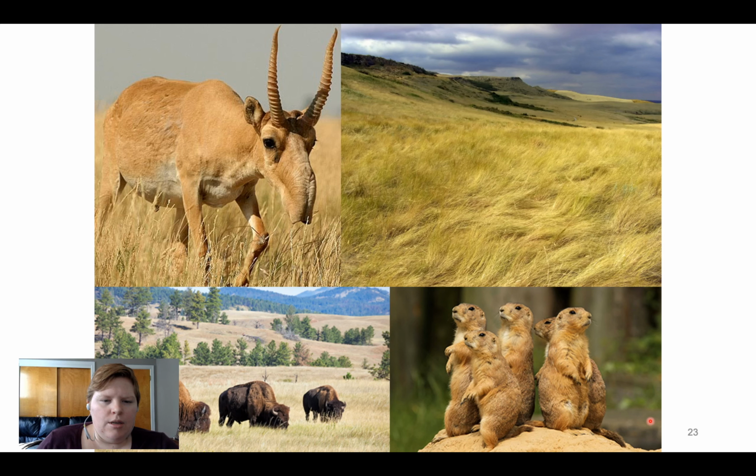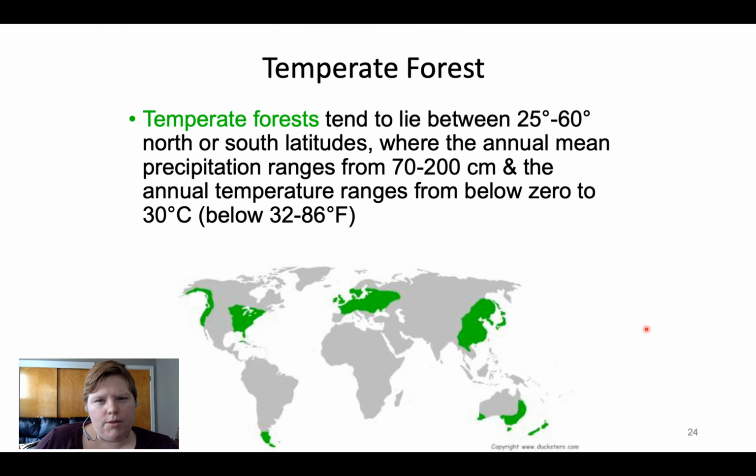Another big biome that covers a lot of the U.S. and other places are temperate forests. So rather than being mostly made of grass, forests have tons of different tree species, similar ranges in temperature, similar changes in rainfall, with a little bit more rain coming to these areas.